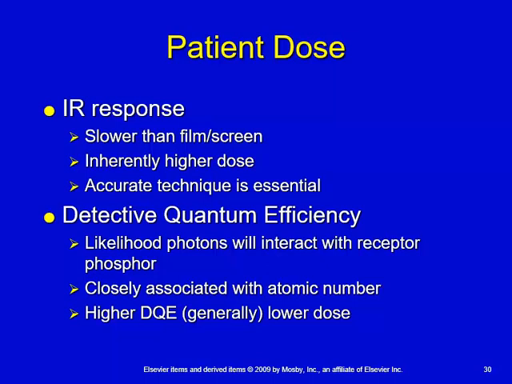In other words, if we would have increased the mass by a factor of 2, because it was equivalent to a 200 speed system, and we're using 400 speed systems, then the patient dose would go up by 2. By increasing KVP by 15%, the patient dose goes up, but not as much as if we double the mass, because we get more penetration through the patient. So it's slower, inherently higher dose, and the accurate technique is just as essential in CR and DR as what it was in screens and films.